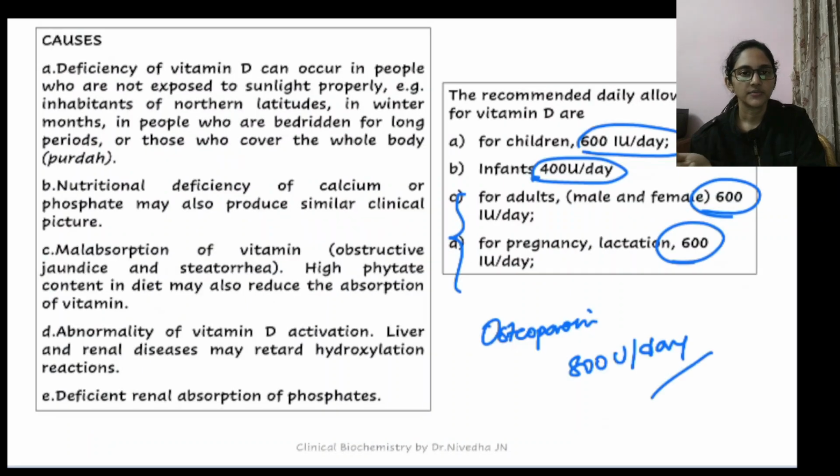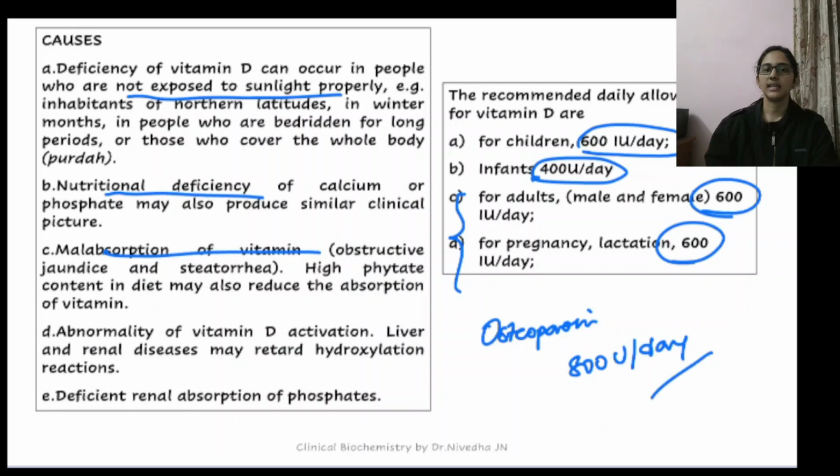Yes, what are the causes of this disease? It's very easy, of course. They are not exposed to sunlight properly, right? And then the nutritional deficiency, there is a malabsorption of vitamin, maybe due to obstructive jaundice. Yes, even this, because it is a fat soluble vitamin. A, D, E, K are all fat soluble vitamins. So they will get absorbed through the diet. If it has to get absorbed, they will be absorbed along with the fat.